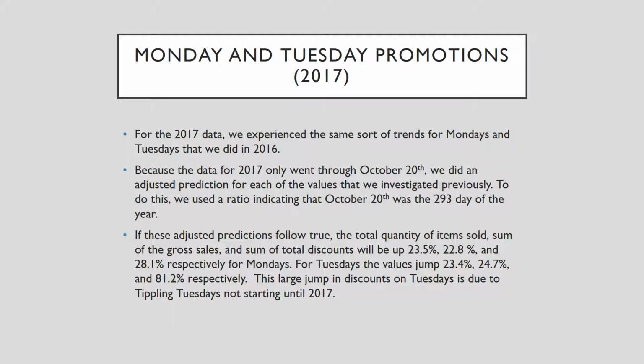For total quantity of items sold, the sum of gross sales, and the sum of total discounts, for Mondays the jump was 23.5%, 22.8%, and 28.1% respectively for those variables. And then for Tuesdays from 2016 to 2017, the jump was 23.4%, 24.7%, and 81.2% respectively. The 81.2% is kind of irrelevant. It looks large, but obviously the Tuesday promotion wasn't going on then.